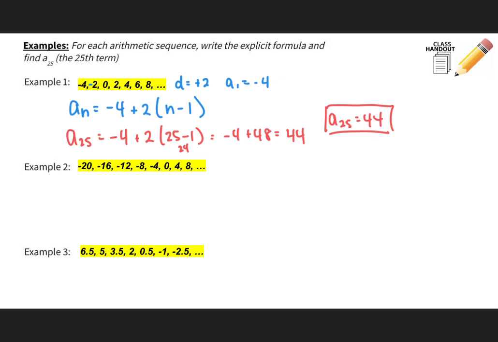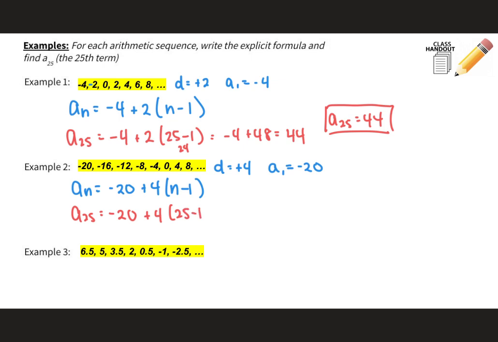All right, the next example, we know our common difference is positive 4, and our first term is negative 20. So my explicit formula is going to be a_n equals the first term plus the common difference, so plus 4 times n minus 1. And now we can find our 25th term. So we're going to plug in 25 for n. So negative 20 plus 4 times 25 minus 1.